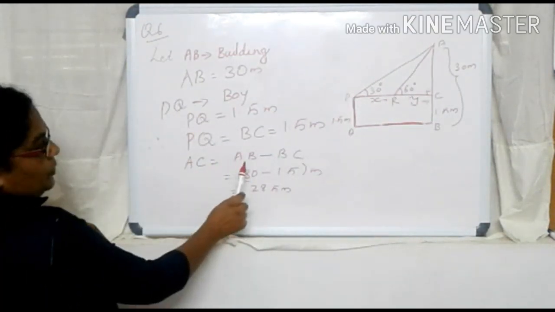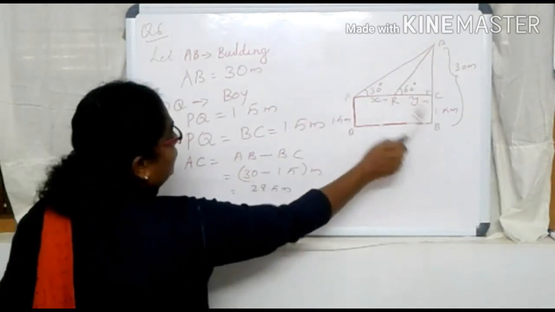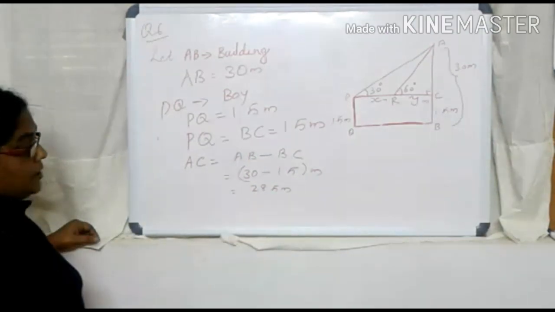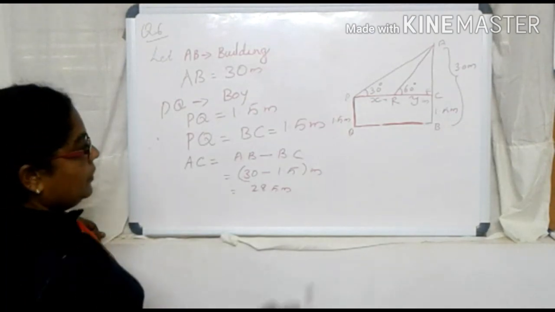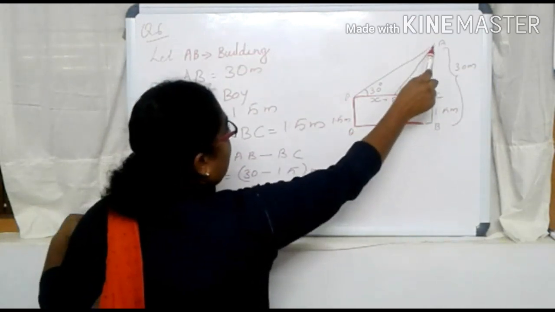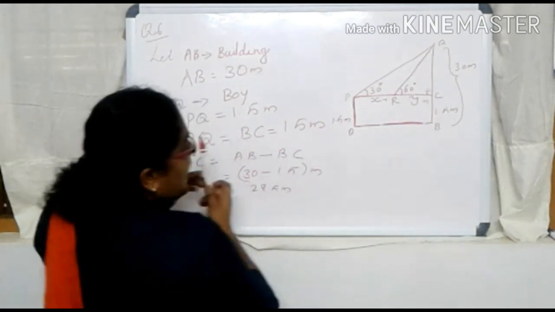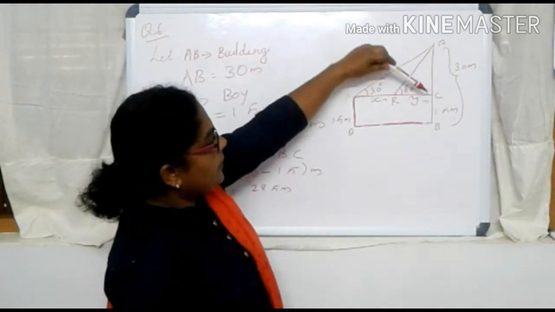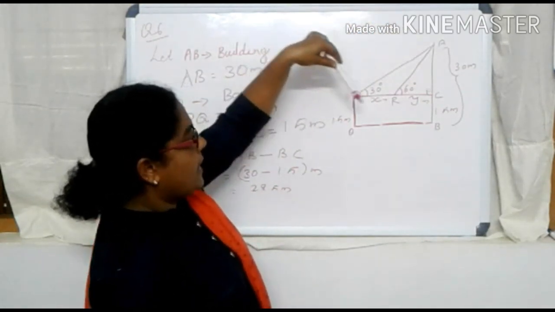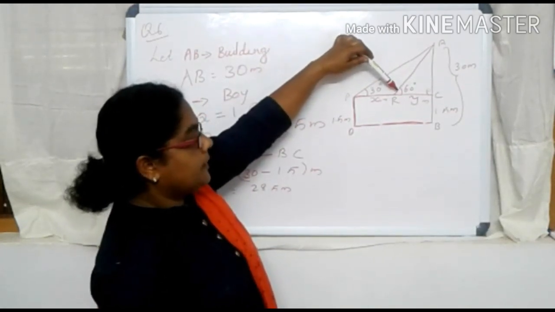So we know AC equals AB, the total height 30 meters, minus the height BC, that is 1.5 meters. Therefore AC is equal to 28.5 meters. Now here we have to take the right angle triangle APC, where the angle C is 90 degrees. The second right angle triangle is ARC. So we are getting two right angle triangles here. First angle of elevation is 30 degrees, the next one is 60 degrees.